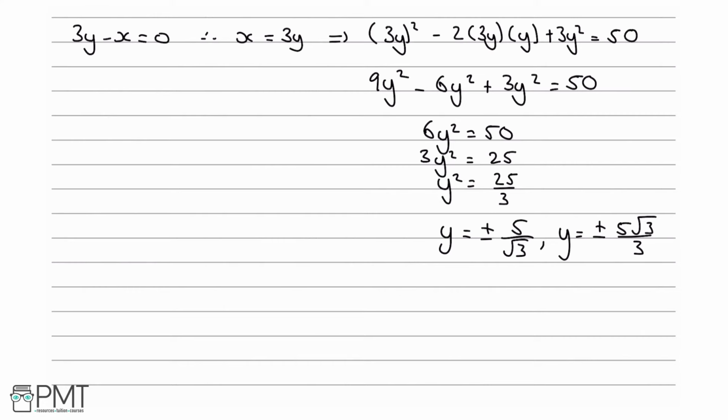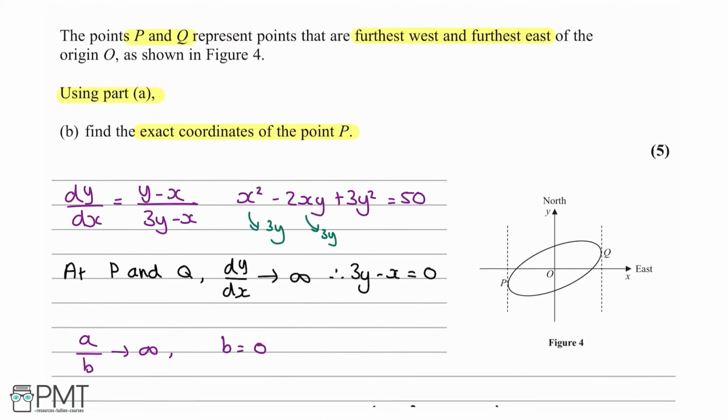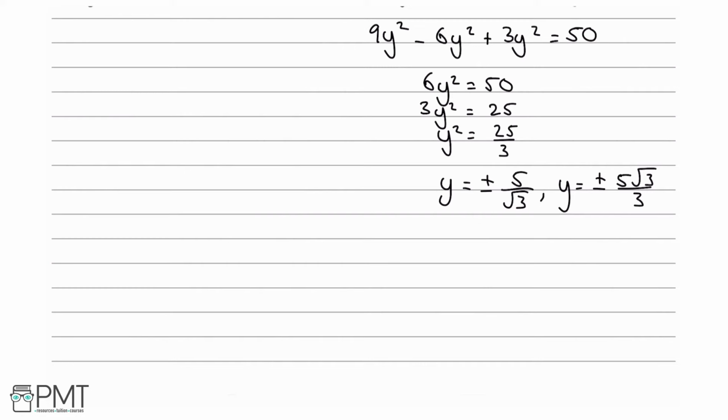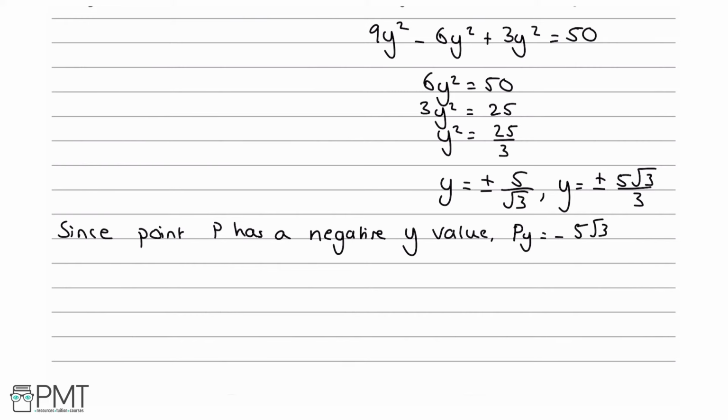We've got two solutions here, but the point only has one solution because that's the definition of a single point. Now if we come to our question, we need to find the exact coordinates of point P. If we look, point P here has a negative y value and a negative x value. So since point P has a negative y value, we can say the y coordinate of P equals minus 5 root 3 over 3.